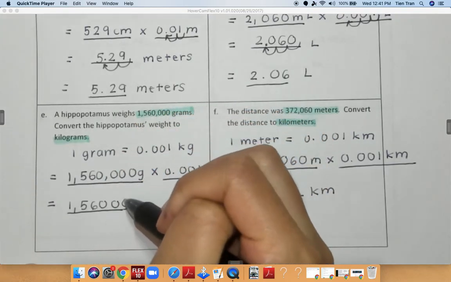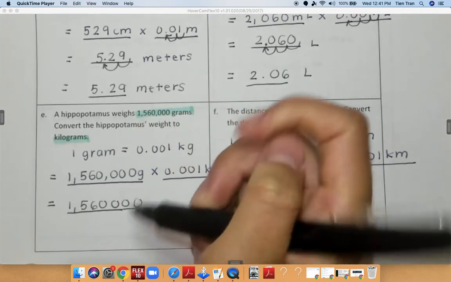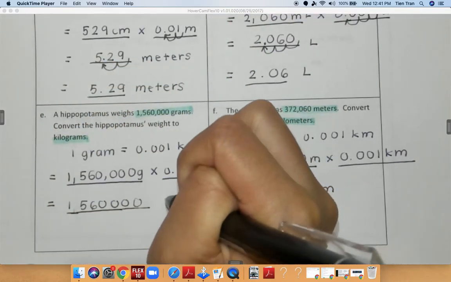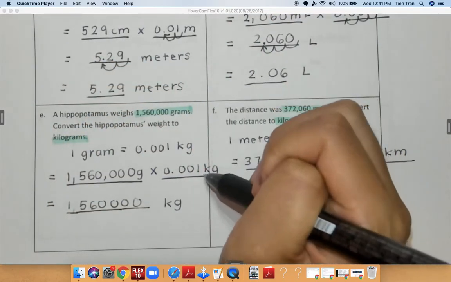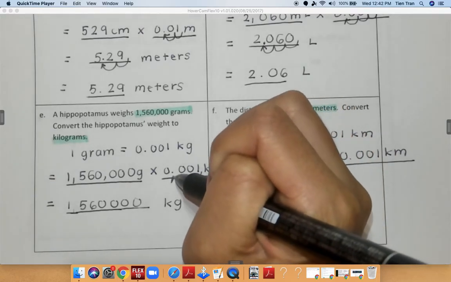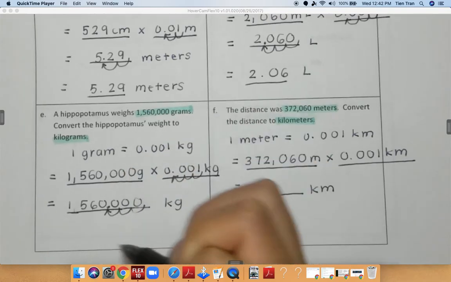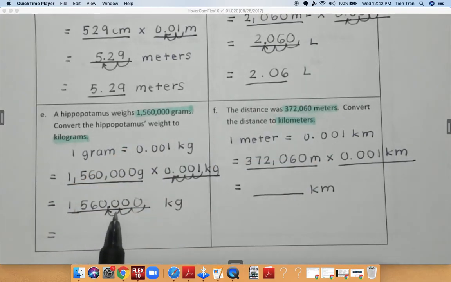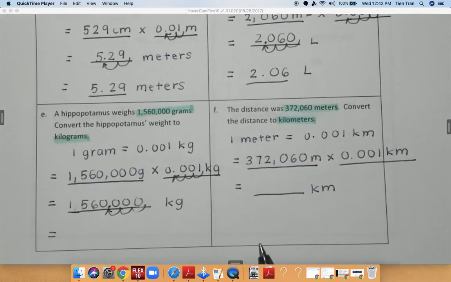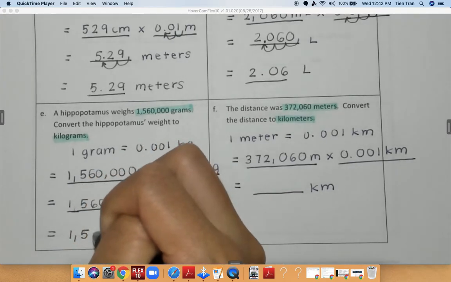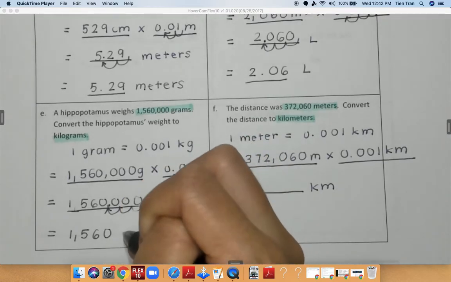So there's 1, 2, 3, 1, 2, 3, 4 zeros. Now I'm going to make sure that I am writing my decimal in the correct place. So my decimal right here moves over 3 times: 1, 2, 3. I'm going to do the same thing. Okay. Now I don't have to write all of these zeros after the decimal unless you want to, because it's the same thing. So our final answer is 1,560 kilograms.